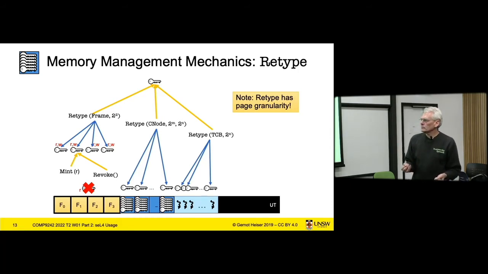And importantly, as long as you hold the capability to this memory, to these kernel objects, you can obviously revoke them. So if I created these threads and I keep the capability to the thread control block, I can simply revoke that, convert it back into untyped, and of course that means the thread goes away because it's no longer represented in the kernel. So that's the way to completely destroy a thread, for example.